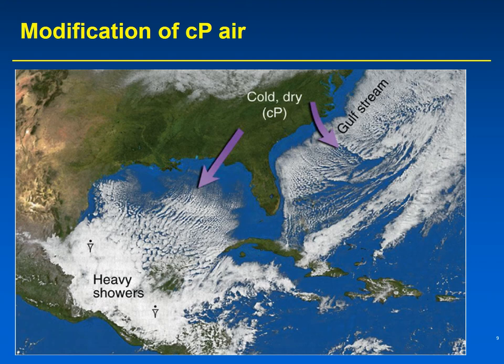Here is figure 8.5 from the book, showing modification of continental polar air as it moves over warmer bodies of water, the Gulf of Mexico and the Atlantic Ocean. So you have cold, dry continental polar air moving, shown by this arrow, south of the Gulf Coast over the Gulf of Mexico. And what's happening is it's moving over a warm body of water with evaporation. So you have colder, drier air above a warm body of water, and that's forming showers. It's actually forming rows of cumulus clouds. You see these rows of cumulus clouds forming parallel to northerly surface winds.